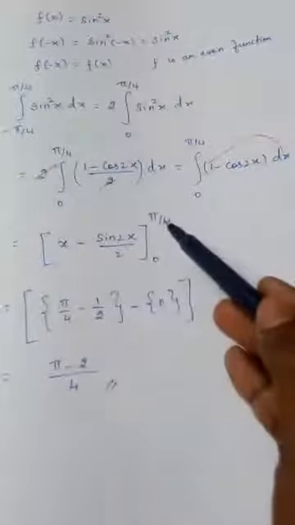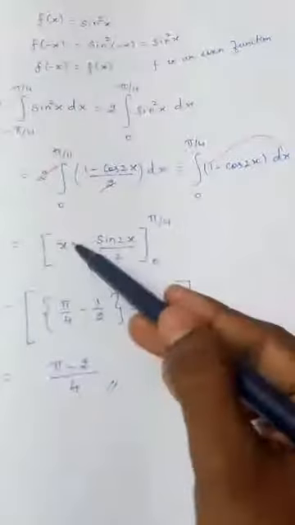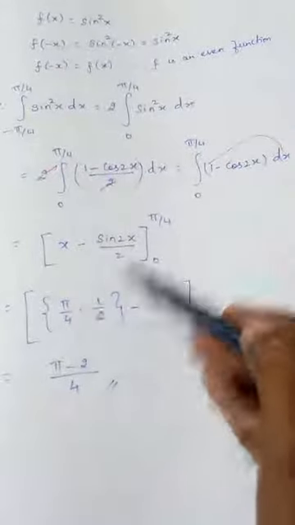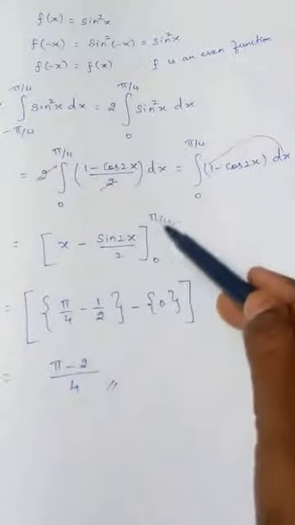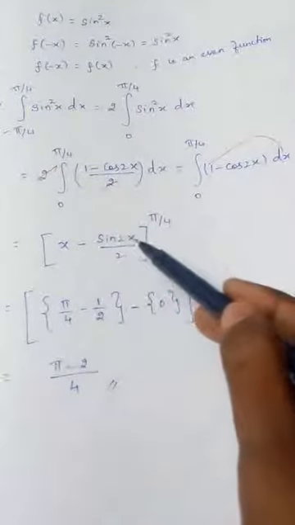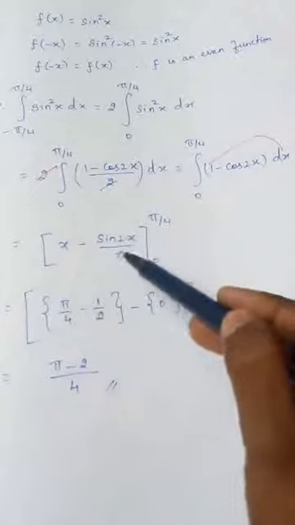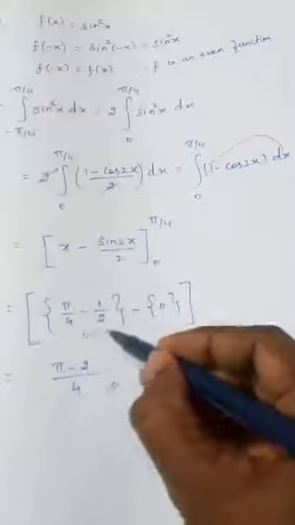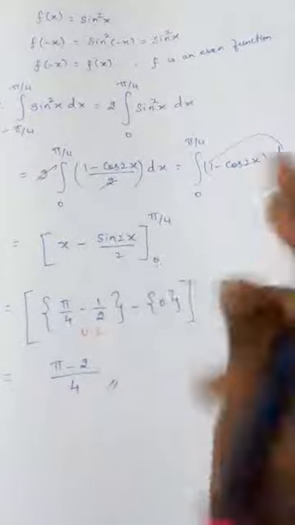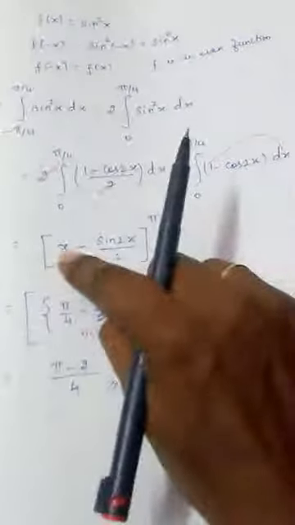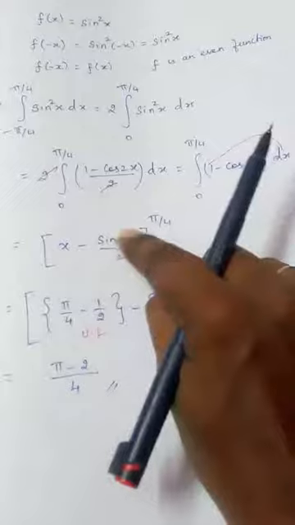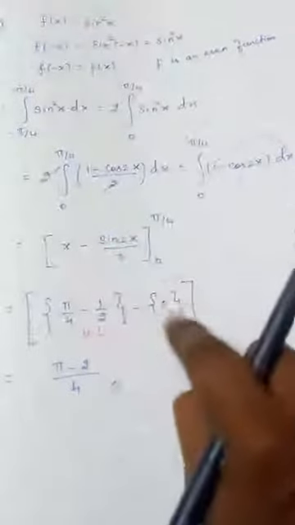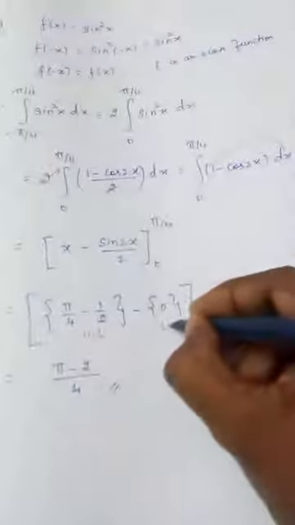Applying the upper limit first. In place of x put pi by 4. So pi by 4 minus sin of 2 into pi by 4; pi by 4 means 45 degree, 2 into 45 degree is 90 degree, sin 90 is 1, so 1 by 2. So this is called the upper limit. Minus, apply the lower limit. 0. Sin 0 is also 0. So it fully becomes 0. This is called the lower limit.